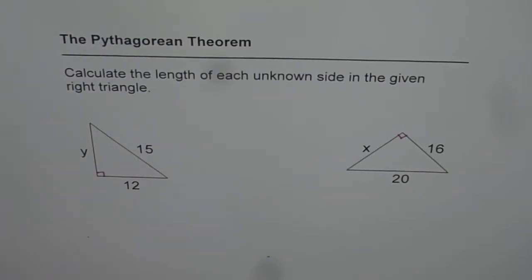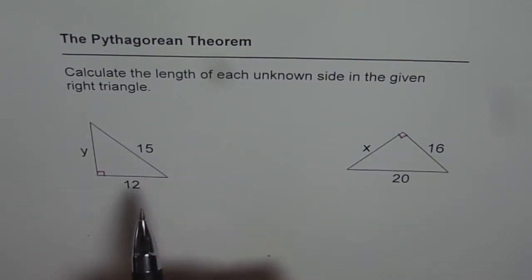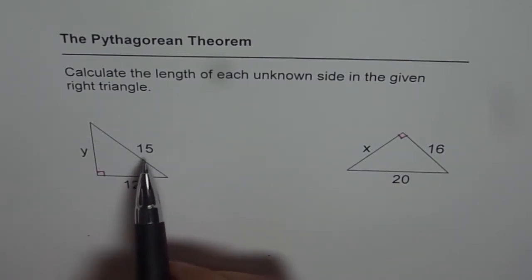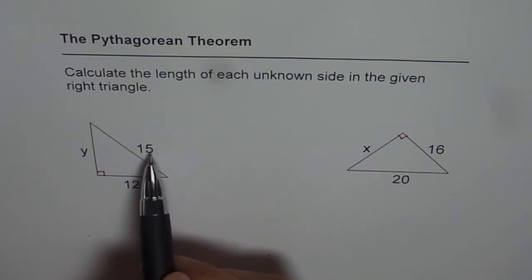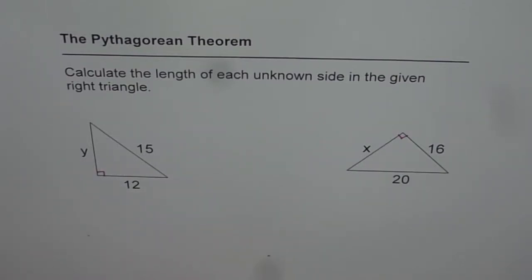Let's now find the unknown side of the right triangle given two sides using the Pythagorean theorem. The question is, calculate the length of each unknown side in the given right triangle. So the first one here, we have the hypotenuse given to us as 15, a base of 12, and we need the height of the triangle.